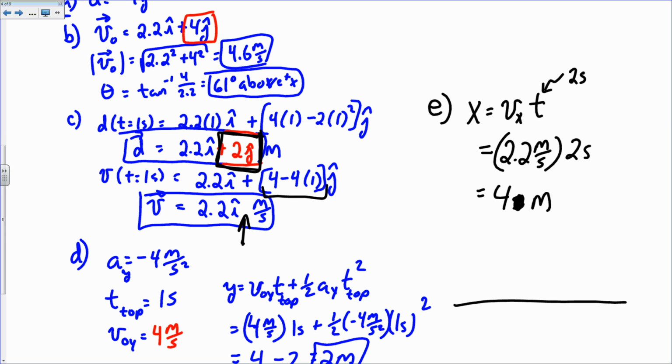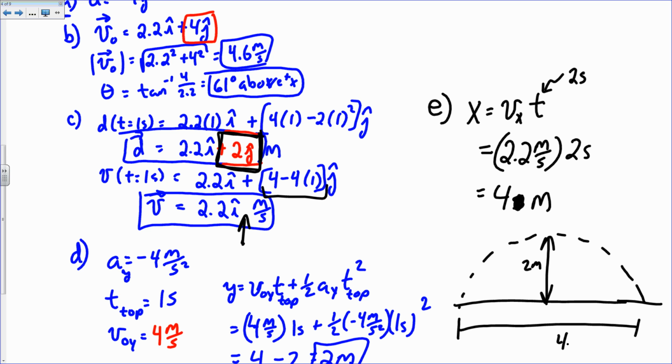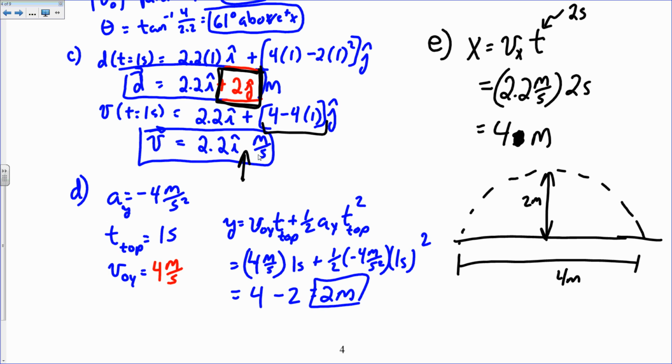meters. So if I were to look at this trajectory, it looks like this. This height is 2 meters, and this distance is 4 meters. All right? That's part E.